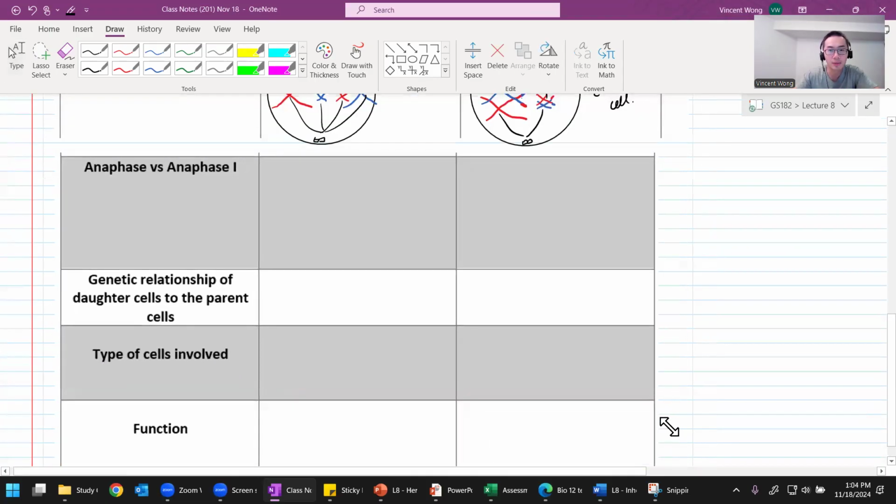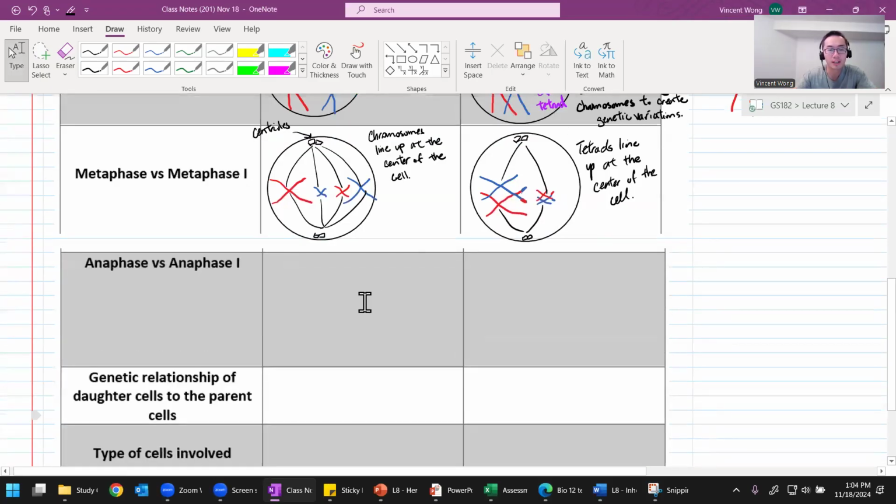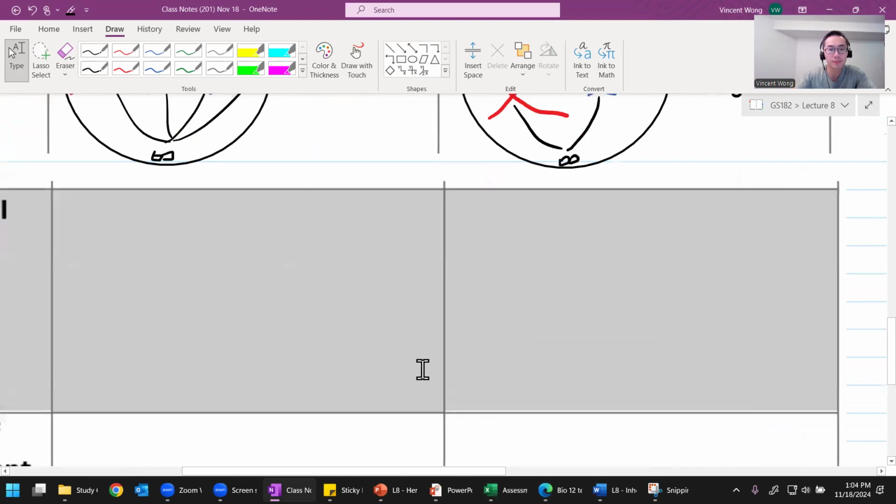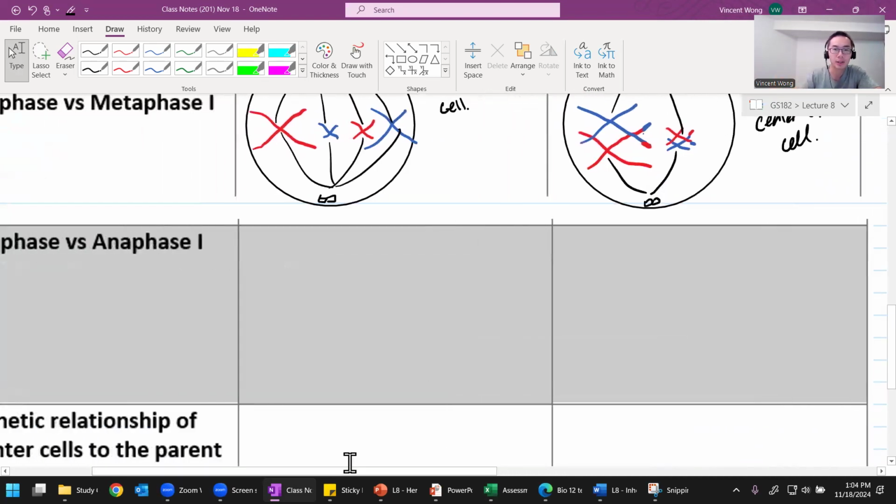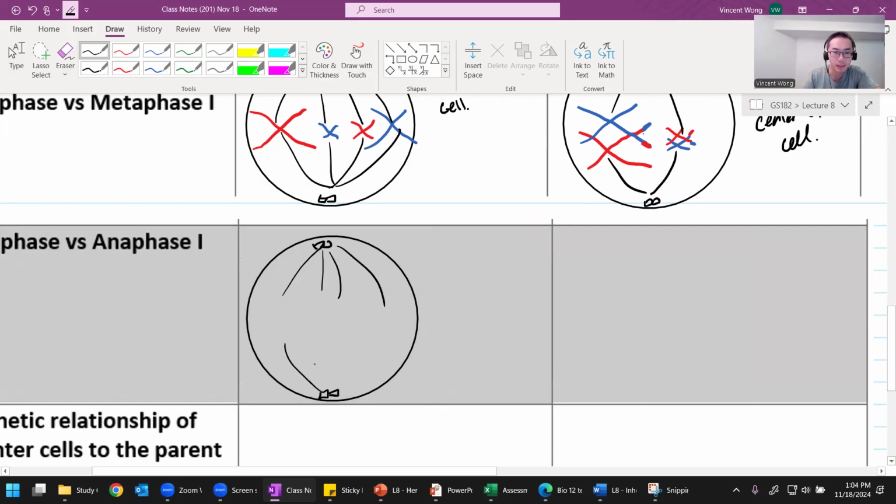All right, moving on. Next, we have anaphase of mitosis versus anaphase 1. Let's take a look at anaphase, which I'm sure you still remember quite well as you just did your quiz. Can you tell me what these little red lines are? What do we call them? I know they're chromosomes, but specifically in this context, what should we call them?